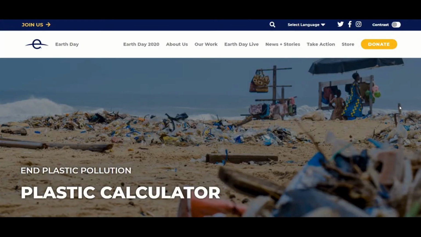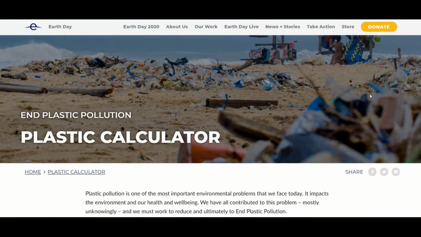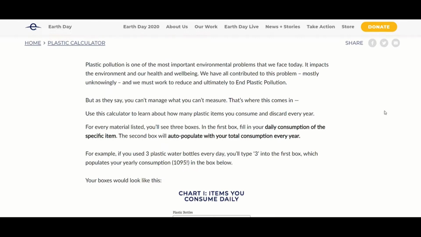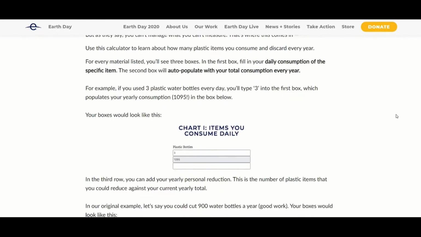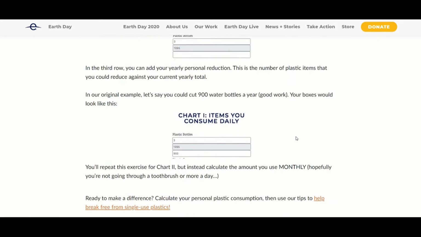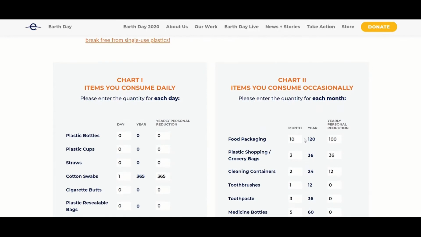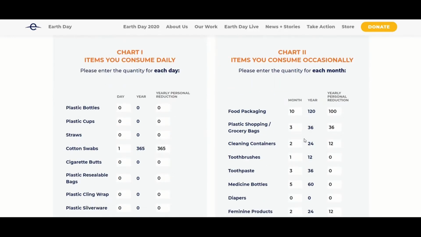So here is the plastic calculator. It is created by earthday.org, and seriously, it's just a great resource, and they have a lot more than just this calculator on the website. So if we scroll down here, it gives you some information on the calculator, how it works, how you put in information, and it's split up into two charts. The first chart is daily, and the second one is monthly. So here's how the chart looks, and I've input some of my own numbers so you can get an idea of how this works.